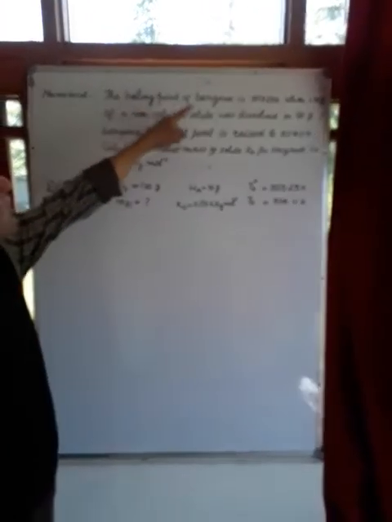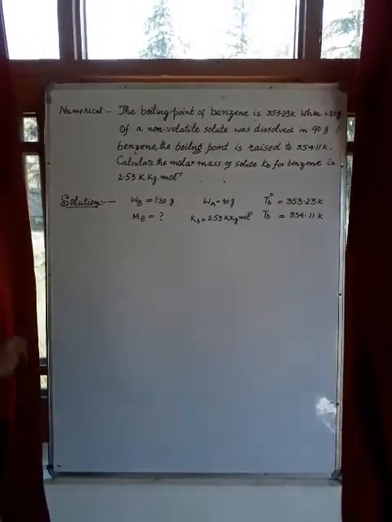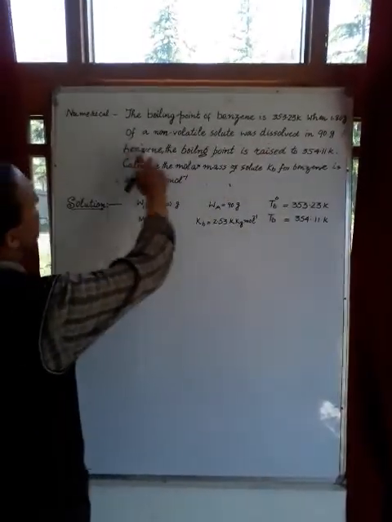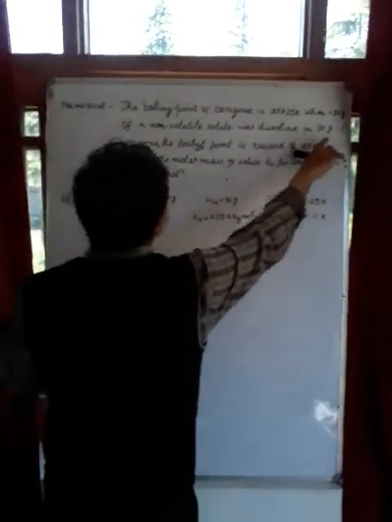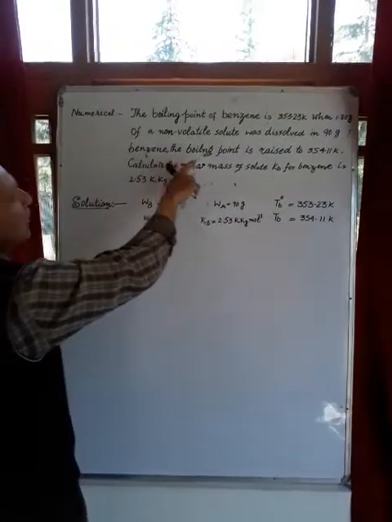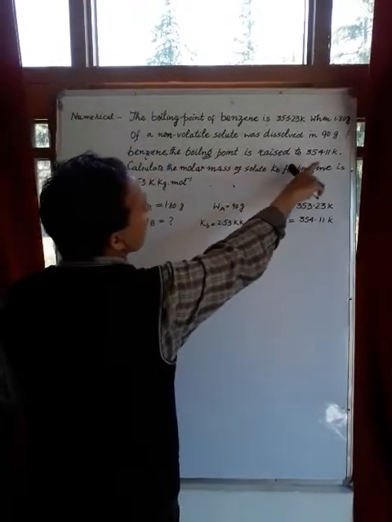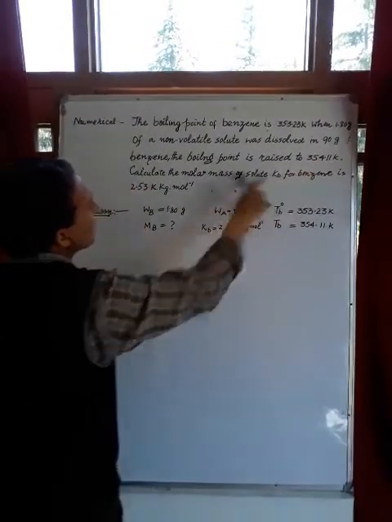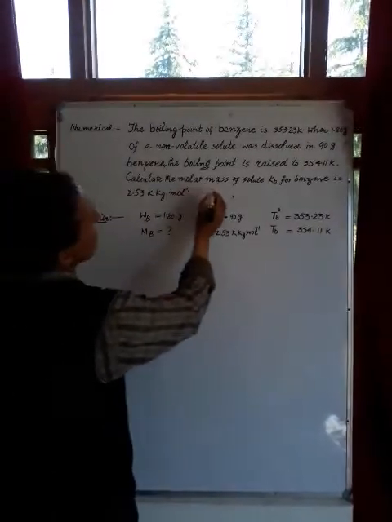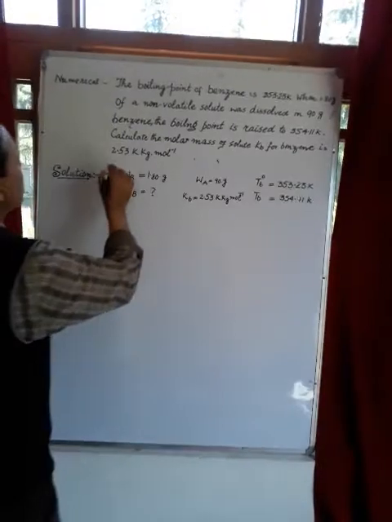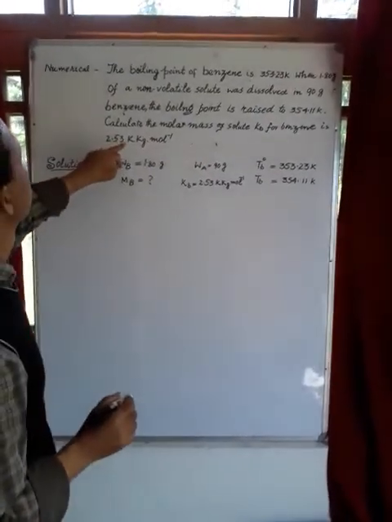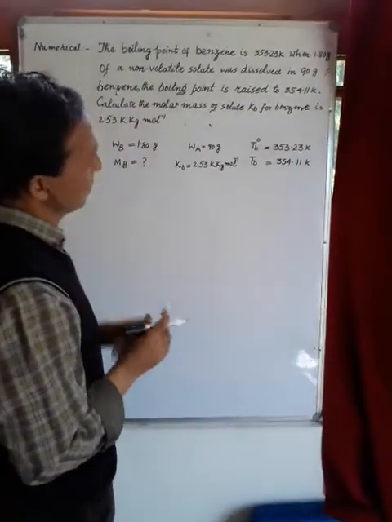The boiling point of benzene is 353.23 Kelvin. When 1.80 grams of the non-volatile solute was dissolved in 90 grams of benzene, the boiling point is raised to 354.11 Kelvin. Calculate the molar mass of the solute. Kb for benzene is 2.53 Kelvin kg per mole.